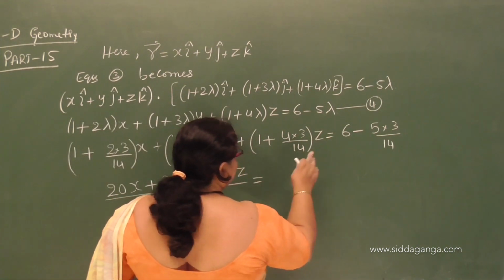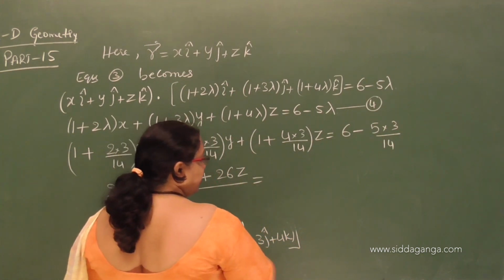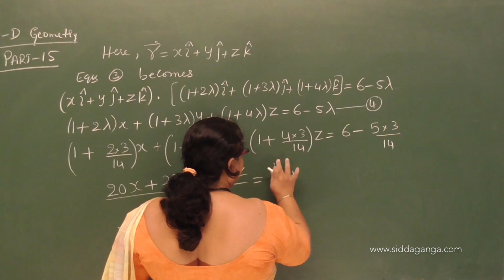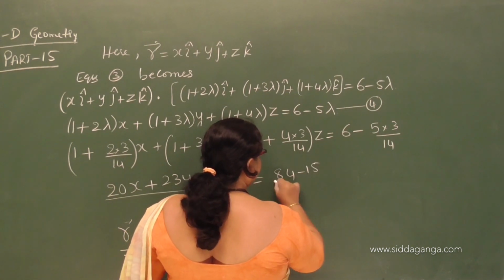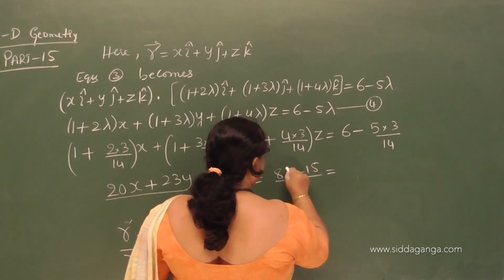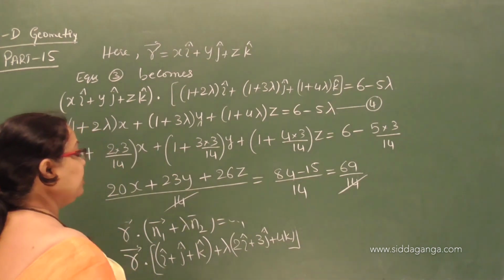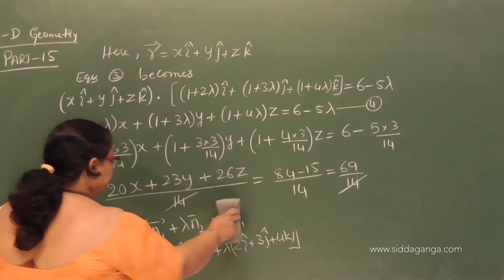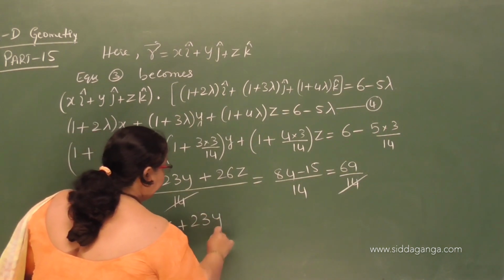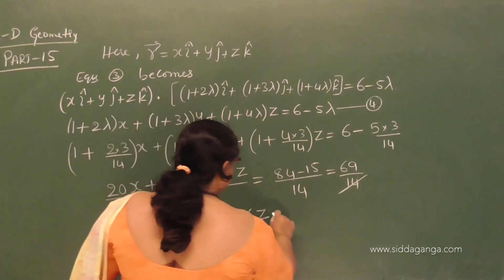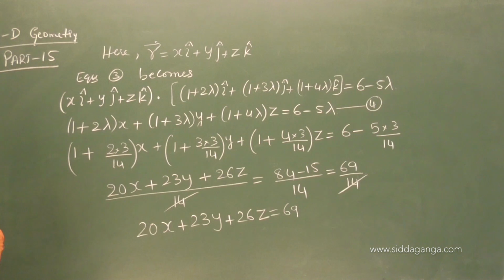It is equal to, if I simplify, nothing cancels here. So 14 into 6 is 84, minus 15, that is 69 divided by 14. The LCM 14 cancels on both sides. Then the required equation of the plane becomes 20x plus 23y plus 26z equal to 69.